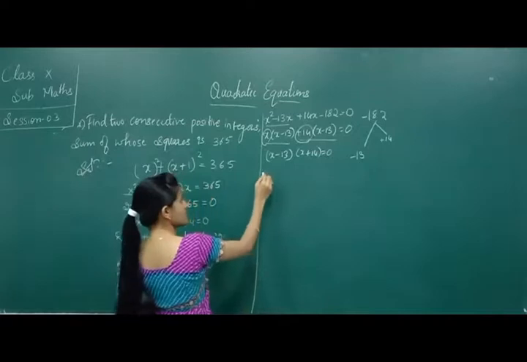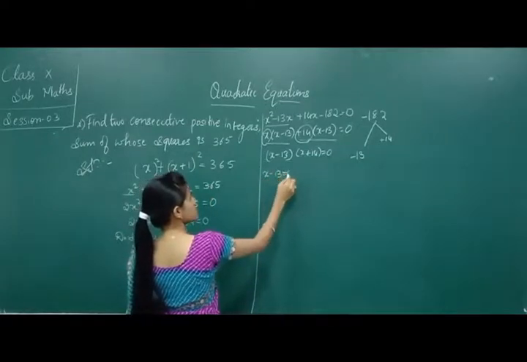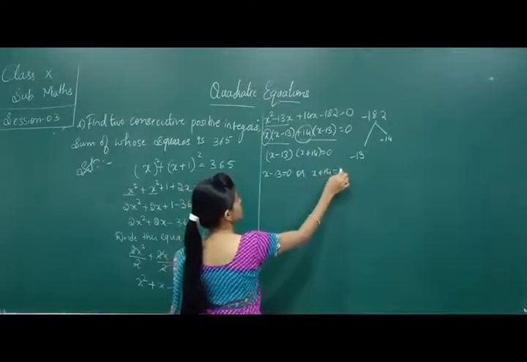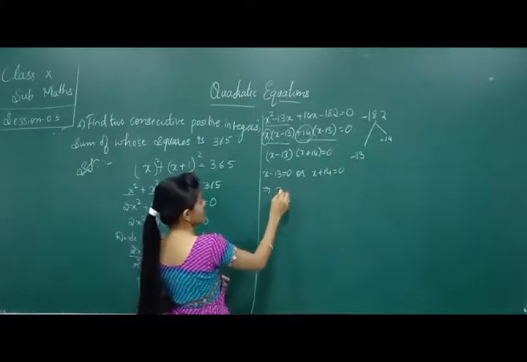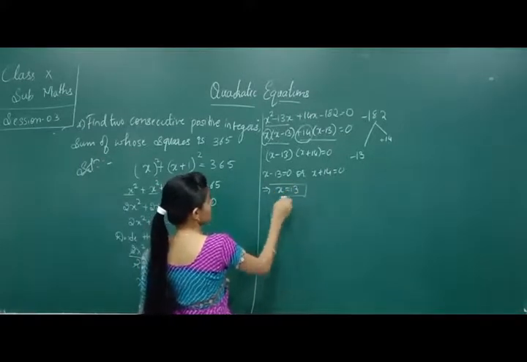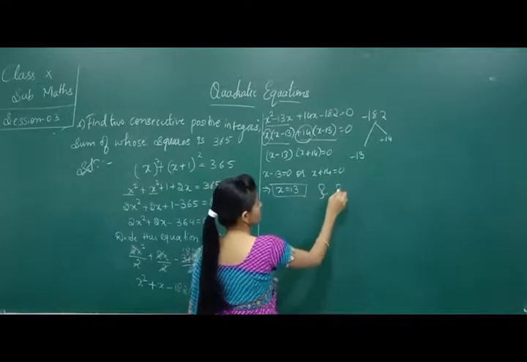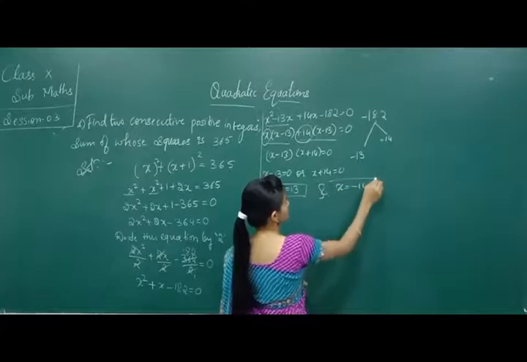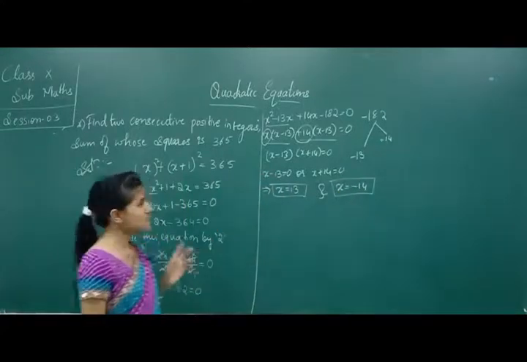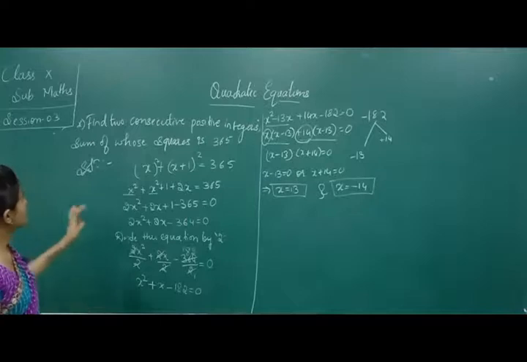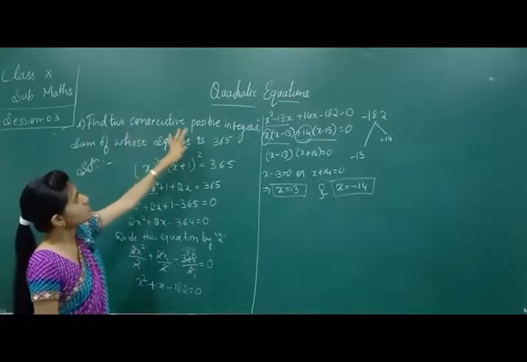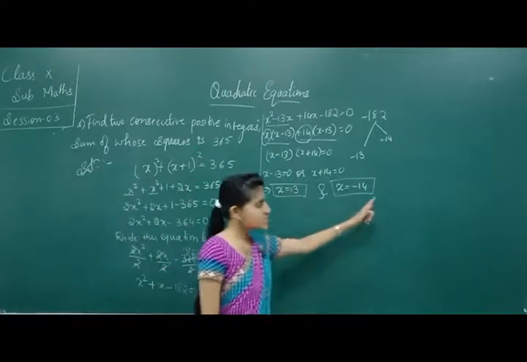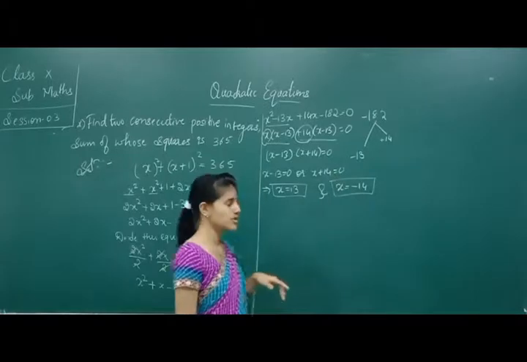It means x minus 13 is equals to 0, or x plus 14 is equals to 0. It implies x is equals to 13, right? And also x is equals to plus 14. If it shifts to this side, it's going to be minus 14. We got two values. But just read the question. They have said find two consecutive positive integers. Positive means we cannot consider x is equals to minus 14.